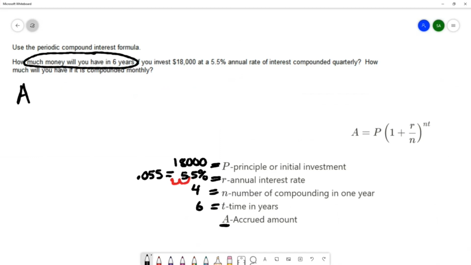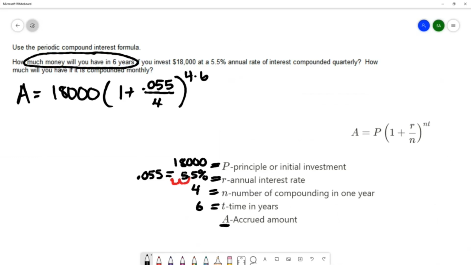So A equals 18,000 times 1 plus 0.055 over 4 raised to the 4 times 6.